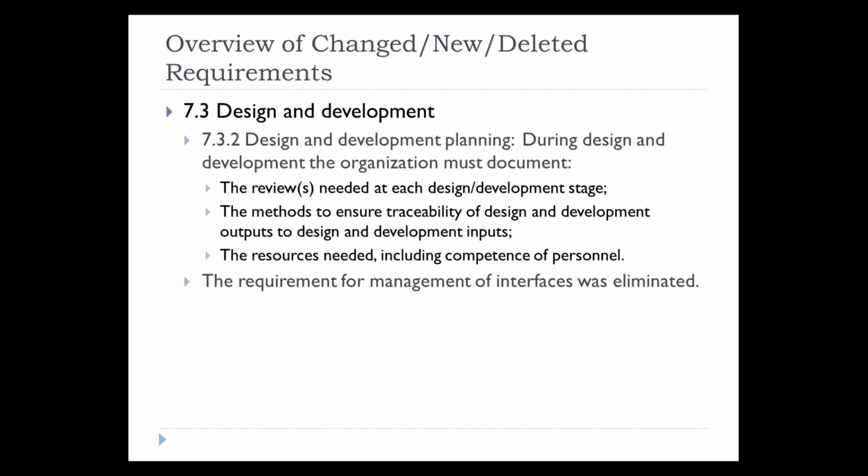During the planning stages, the organization has to document what the review stages are going to be, the methods to ensure traceability of design and development outputs to design and development inputs, how they're going to ensure that the outputs meet all the input requirements, and the resources that they're going to need for the project, including the competence of personnel. In the 2003 version, there was a requirement for management of interfaces, and this has been eliminated.